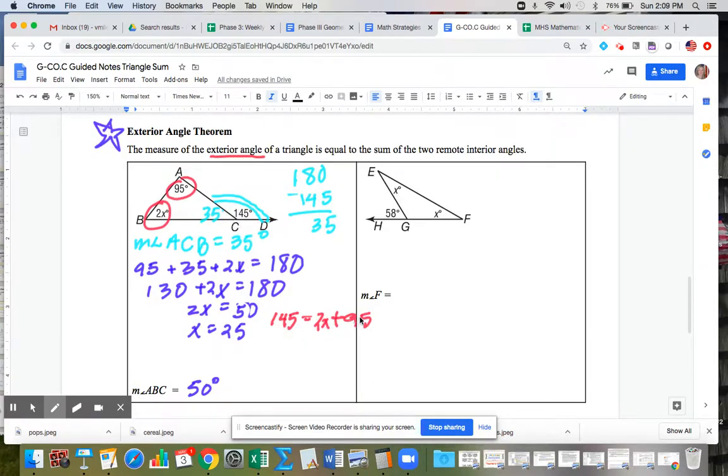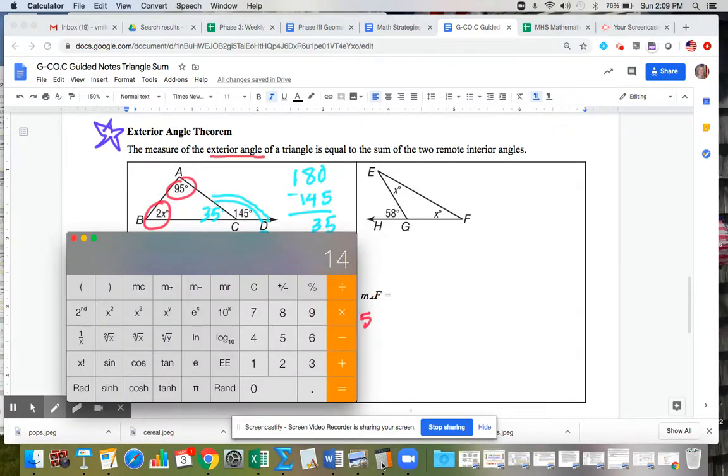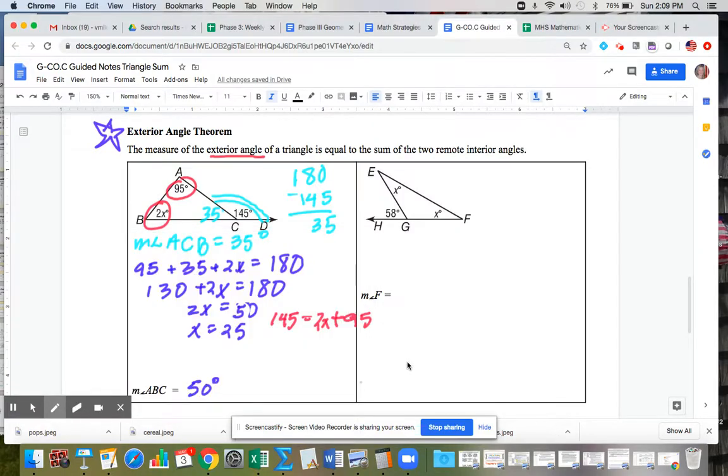So I'm going to solve this equation by subtracting 95 from both sides. I'll grab a calculator and do 145 minus 95, and I get 50. So I'm going to say that 50, finishing off my equation here, is equal to 2x. And so the 2x is the 50. I could go ahead and divide, get x equals 25, and then go back and plug the 25 back in. But either way, you can see I'm coming up with the same answer of 50 degrees.